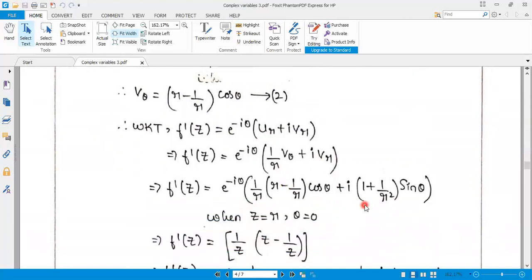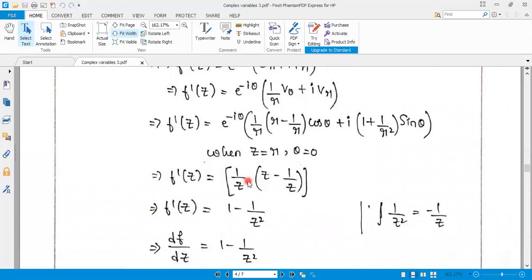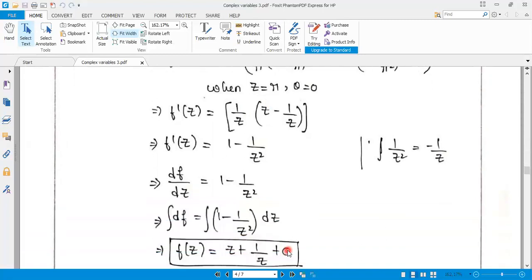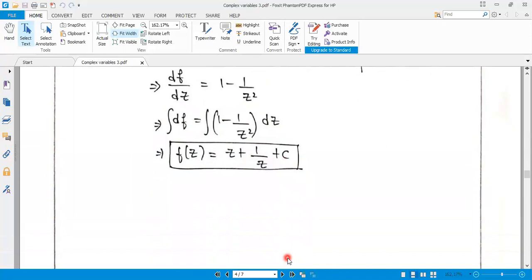After substitution, put z equals r and theta equals 0. So we obtain the result 1 by z into z minus 1 by z. When you take 1 by z inside, z and z get cancelled. So 1 minus 1 by z square. After integration with respect to z, we get f of z. So integrating, we get z plus 1 by z plus constant of integration c. So this is the required result.